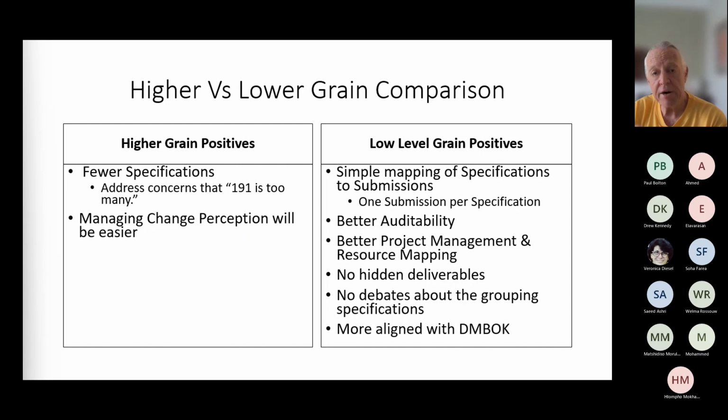What's the difference between a high grain regulation and a low grain regulation? Yes, we've got fewer specifications, so we are going to manage the change better, but the benefit of having lower level grain is that we've got better auditability, better project management, no hidden deliverables, no debates about which one should be grouped, and we have more alignment to the DMBOK deliverables.